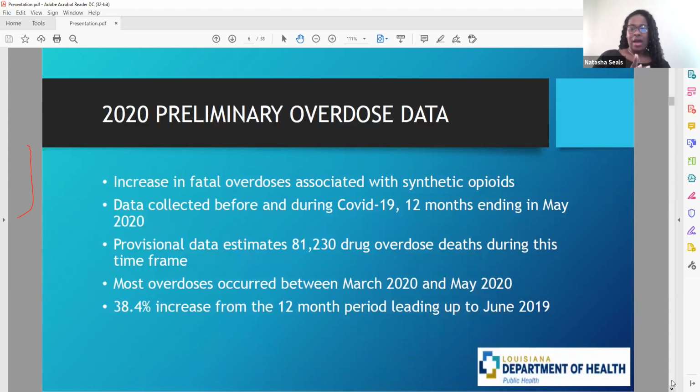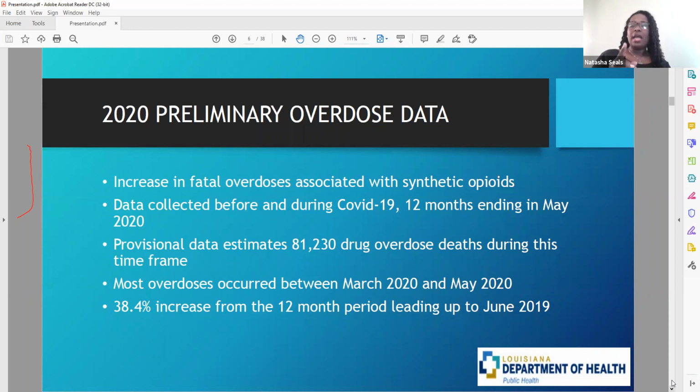So over the next two slides, we're going to look at 2020 preliminary overdose data that was released by the CDC Health Advisory. Many people asked, did 2020 and all the things that happened have an effect on the opioid epidemic? And if so, what happened and to what degree? Thus far, it has been stated that there was an increase in fatal overdoses associated with synthetic opioids. This data was collected before and during COVID-19, with the 12 months ending in May of 2020.